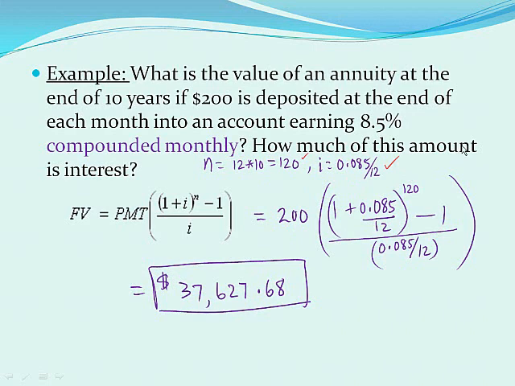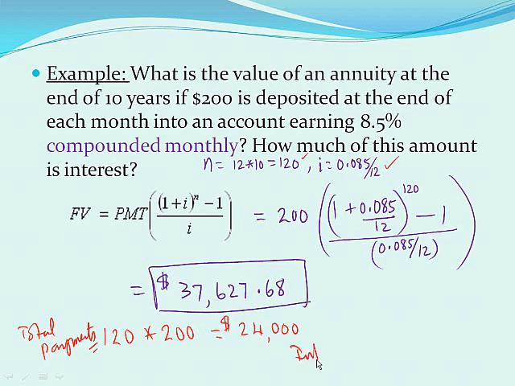So we need to calculate the total payments, which will be 120 multiplied by $200 each. So we get $24,000. So this is how much we paid into the account, the total payments. So the interest is going to be subtracting 24,000 from 37,627.68, which is $13,627.68.